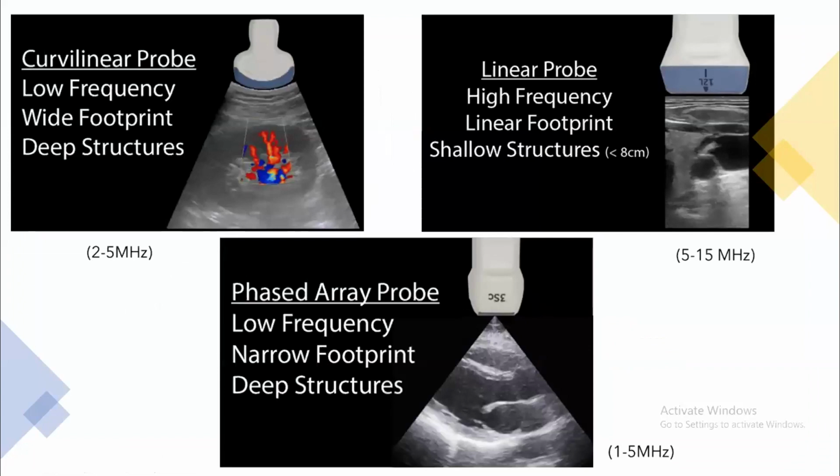Okay, so as I said, we have the curvilinear probe. The curvilinear probe has low frequency, wide footprint, and penetrates deeper to the deeper structures, like here, the kidney. So you can remember it like that: low frequency, deep structure. It is low, so it is getting to the lower structure.